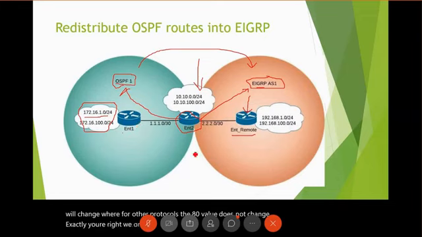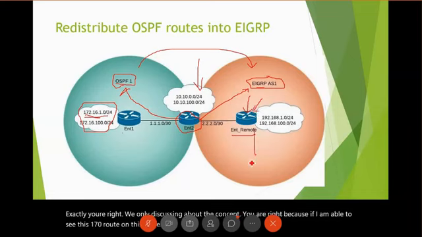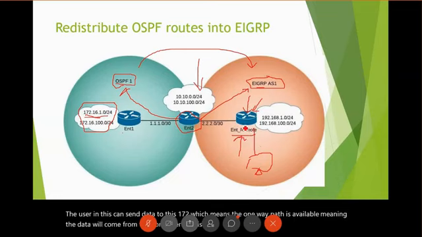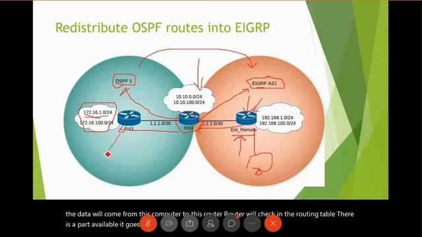You are right, because if I am able to see this 172 route on this router, the user in this network can send data to this 172, which means the one-way path is available. The data will come from this computer to this router. The router will check in the routing table. There is a path available. It goes here. This router will forward to here. This will send it to the destination.